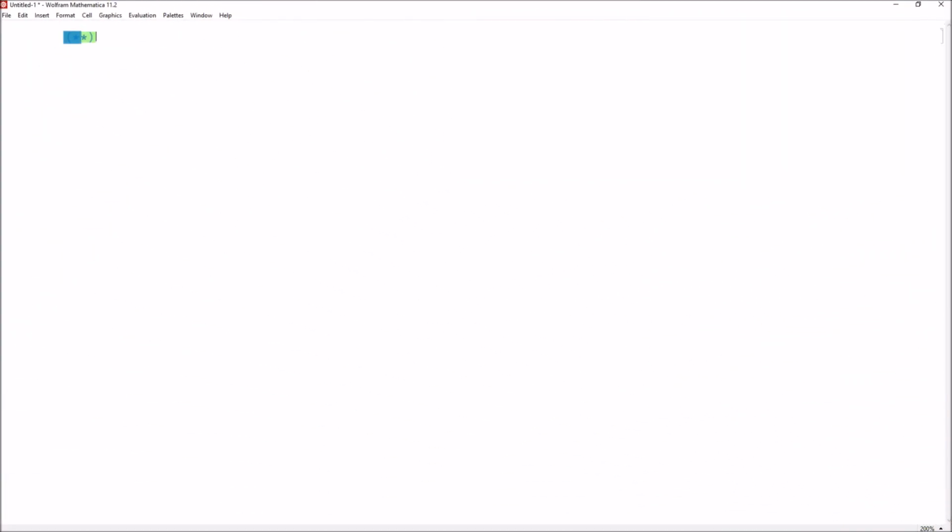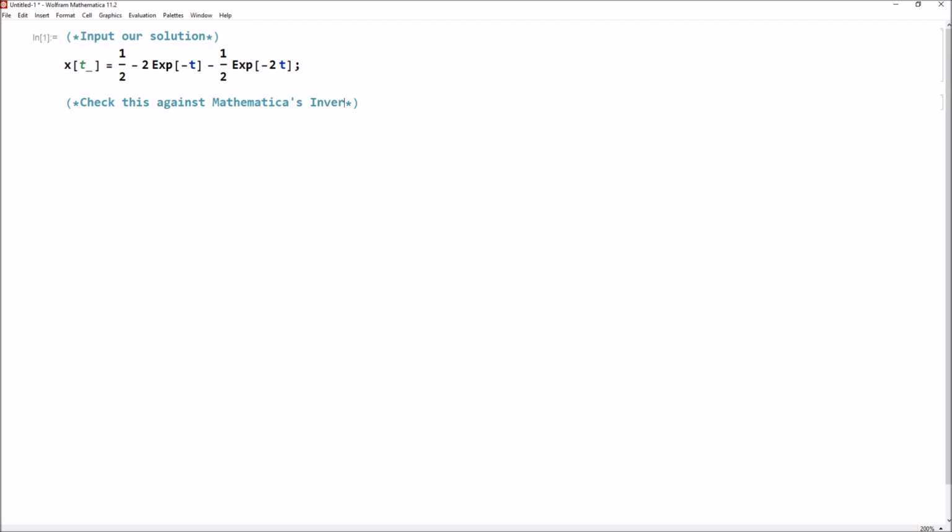All right, so the first thing to do is let's go ahead and input our solution. So I think we said that x of t was 1/2 minus 2e to the minus t minus 1/2 e to the minus 2t. Okay, so this was our solution that we obtained via quote-unquote manual techniques. So now what we want to do is check this against Mathematica's inverse Laplace transform. So they have an inverse Laplace transform, just like they have a Laplace transform function, which is super helpful for doing this symbolically.